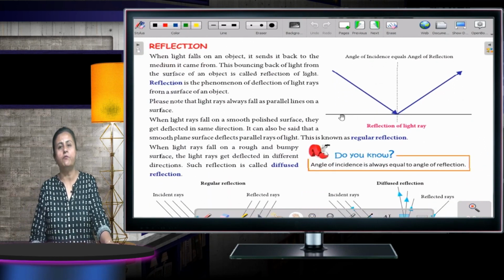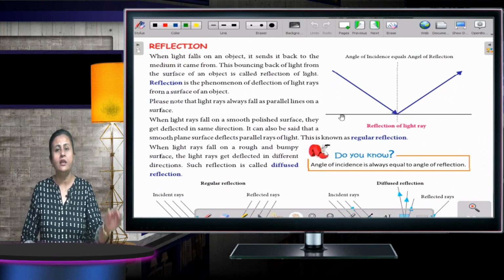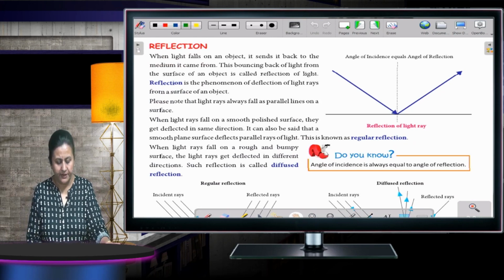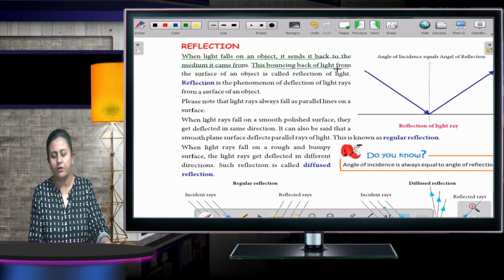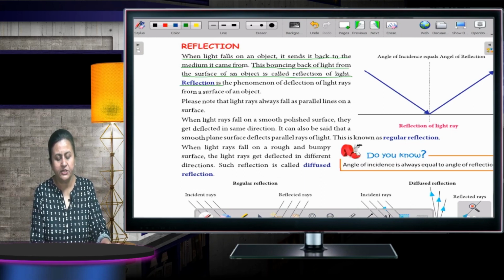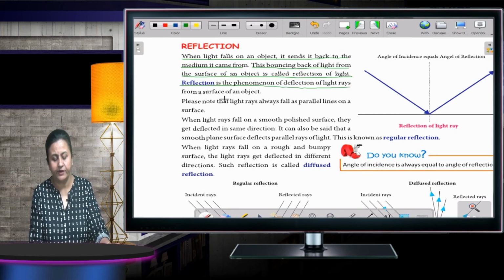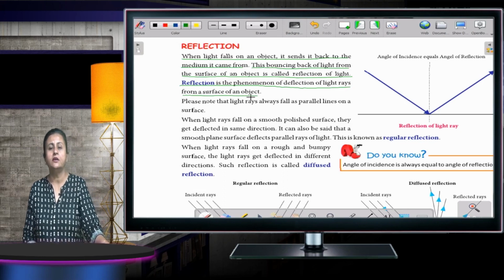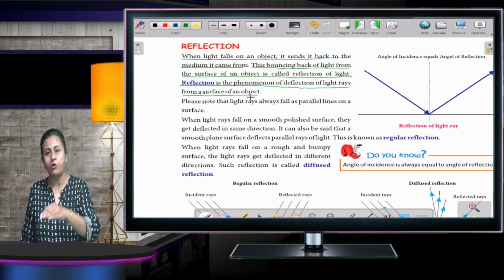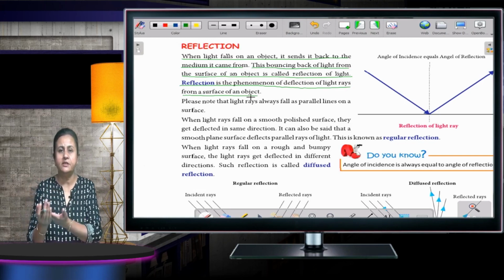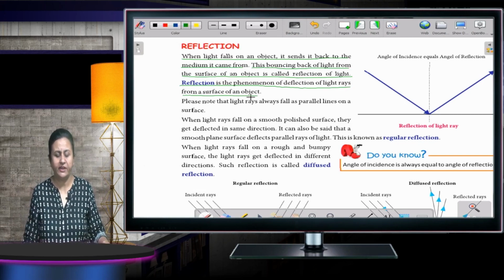Reflection. What is reflection, children? When light falls on any object, it sends it back to the medium it came from. The bouncing back of light from the surface of an object is called reflection of light. Reflection is the phenomenon of deflection of light rays from the surface of an object. Reflection means the bouncing back of light. When light falls on an object, what happens? It bounces back. That is known as reflection.